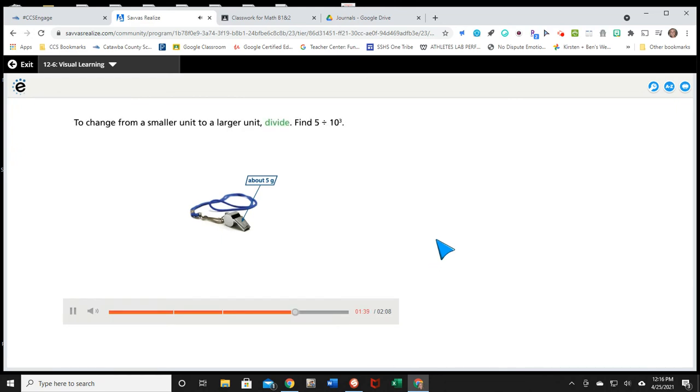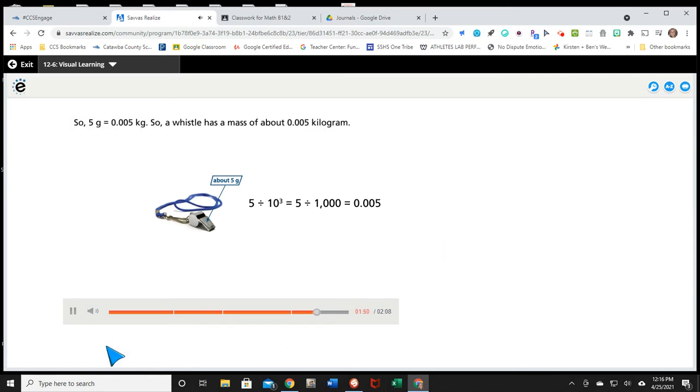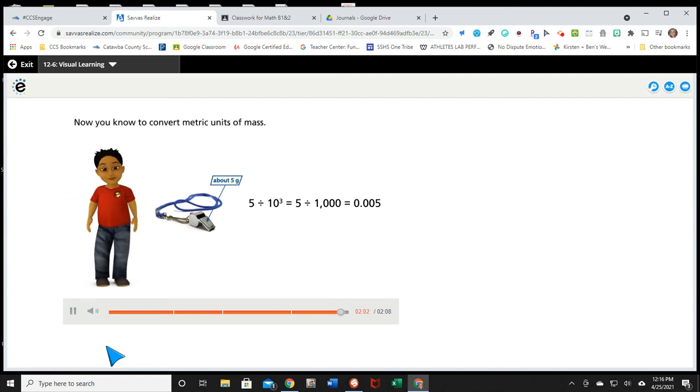To change from a smaller unit to a larger unit, divide. Find 5 divided by 10 to the third power. So, 5 grams equals 0.005 kilogram. So, a whistle has a mass of about 0.005 kilogram. Now you know how to convert metric units of mass.